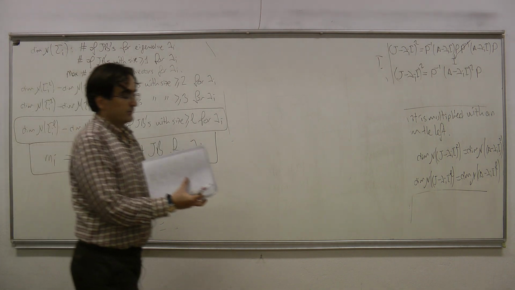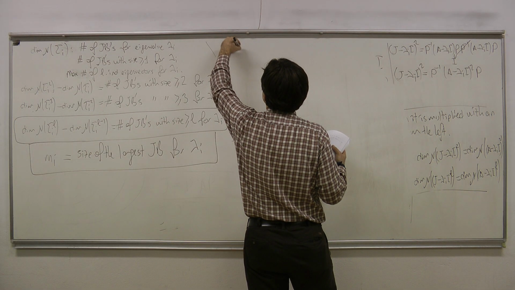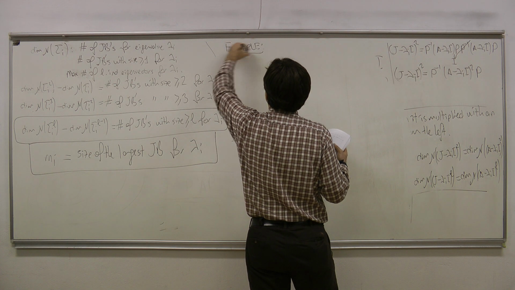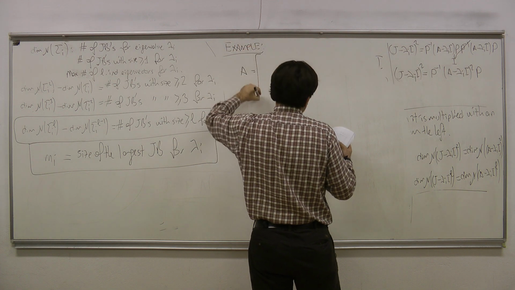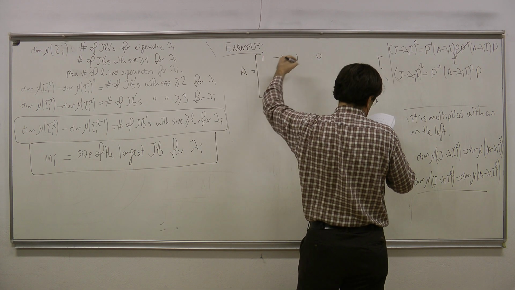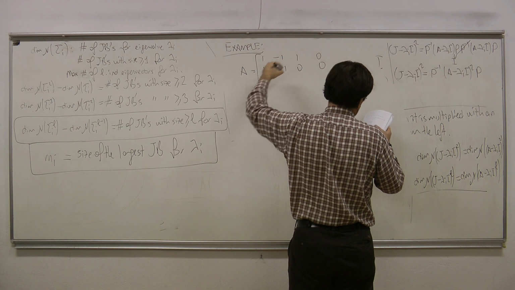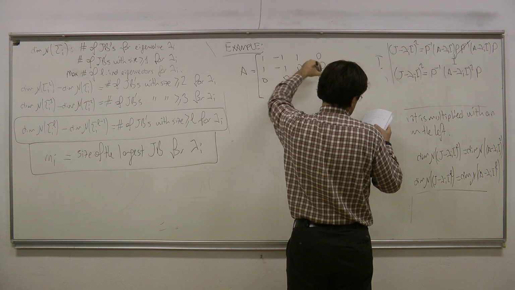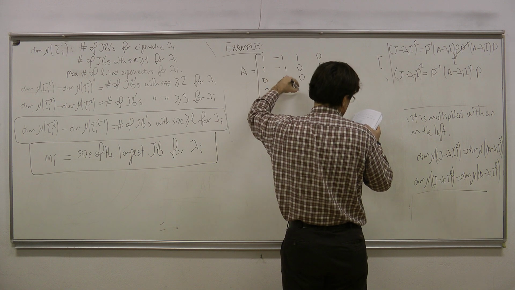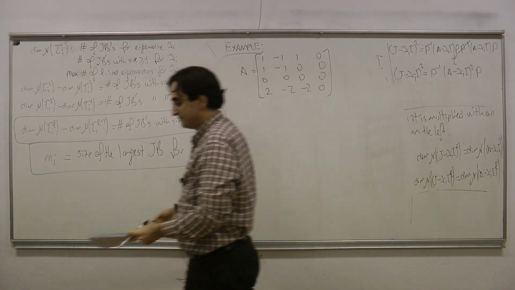The example is not really difficult. So let us look at the example. A is given as follows: 1, −1, 1, 0, 1, −1, 0, 0, 0, 0, 0, 0, and 2, −2, −2, 0.